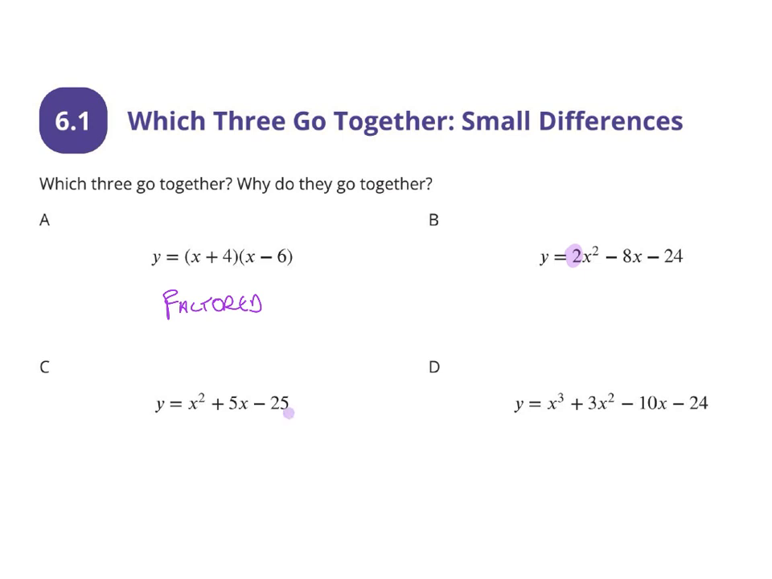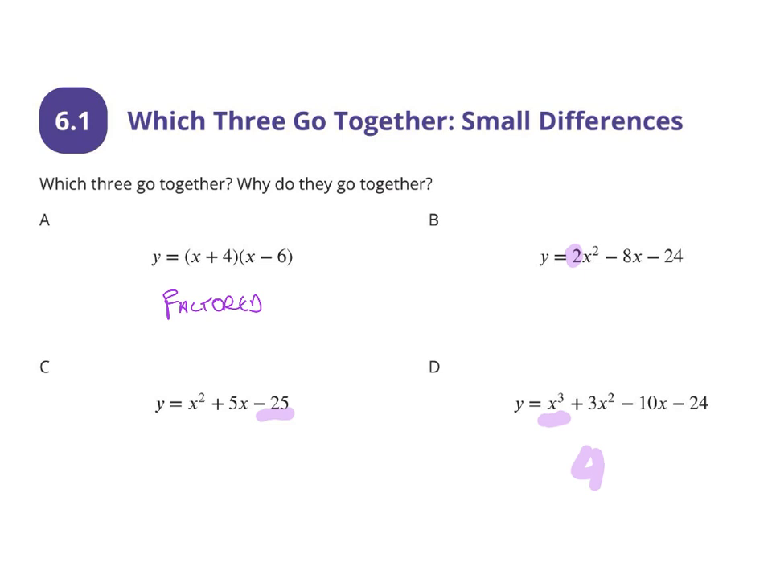C is the only one that does not have a constant that's 24, negative 24. And D is the only one with an x cubed term, and it has 4 terms. So they all have something different going on. But let's show you how to do A very quickly.